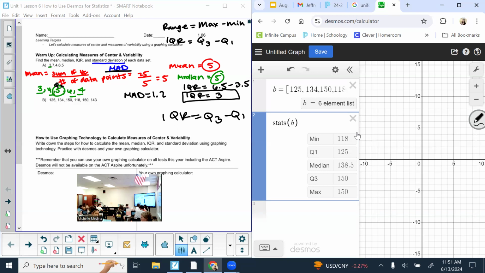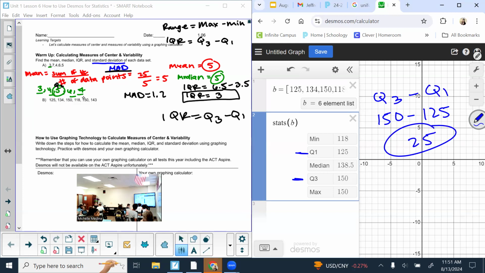And I think it's also easier to identify your quartiles this way than the other way I showed you just a few minutes ago. But then you have to remember those other things. Whereas here, you just type in stats, and know that IQR is Q3 minus Q1. What's 150 minus 125? 25 is my IQR. Okay?